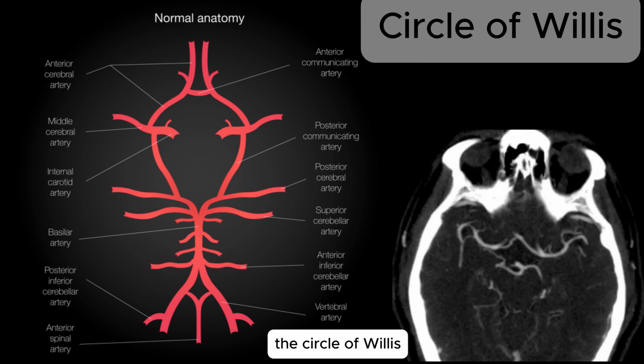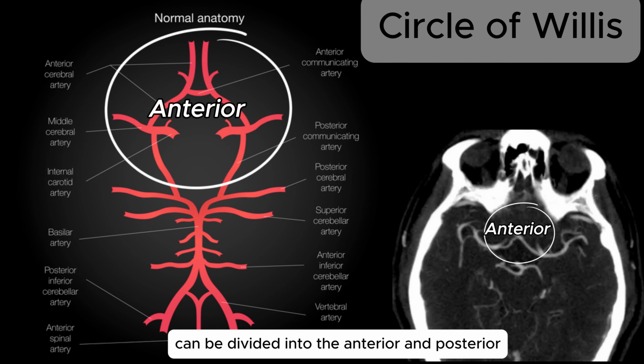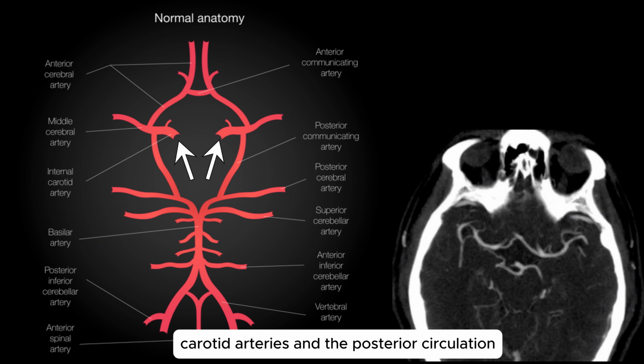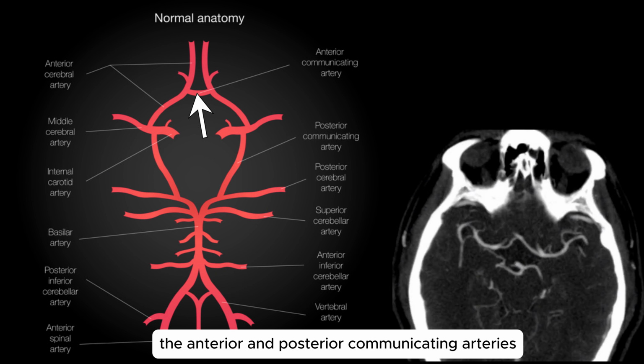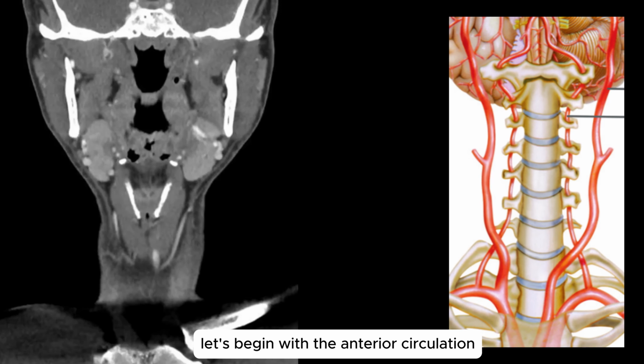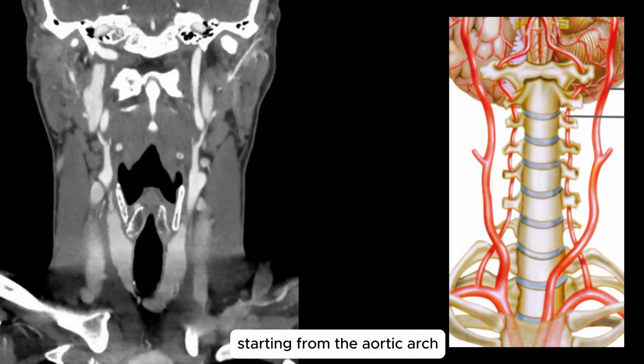The Circle of Willis can be divided into the anterior and posterior circulation. The anterior circulation is supplied by the internal carotid arteries, and the posterior circulation by the vertebral arteries. The anterior and posterior communicating arteries connect these different parts of the Circle of Willis, ultimately forming, as the name implies, a complete circle. Let's begin with the anterior circulation, starting from the aortic arch.